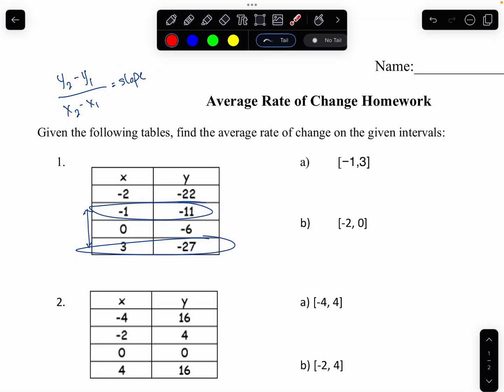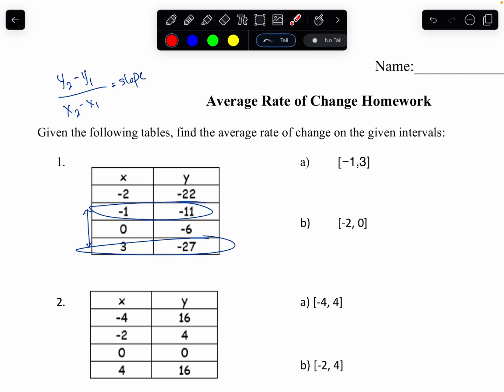So here's the y column, here's the x column. I usually assign y2 to be the latter, the end of the interval. So this is the interval from -1 to 3, so this is the end of the interval. I like to use the values at the end of the interval to start. It does matter in which way you start, in that you have to be consistent.